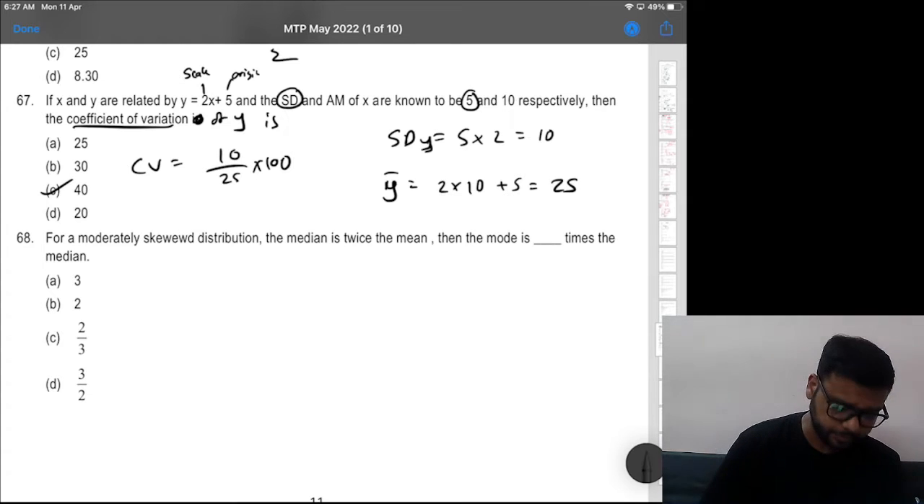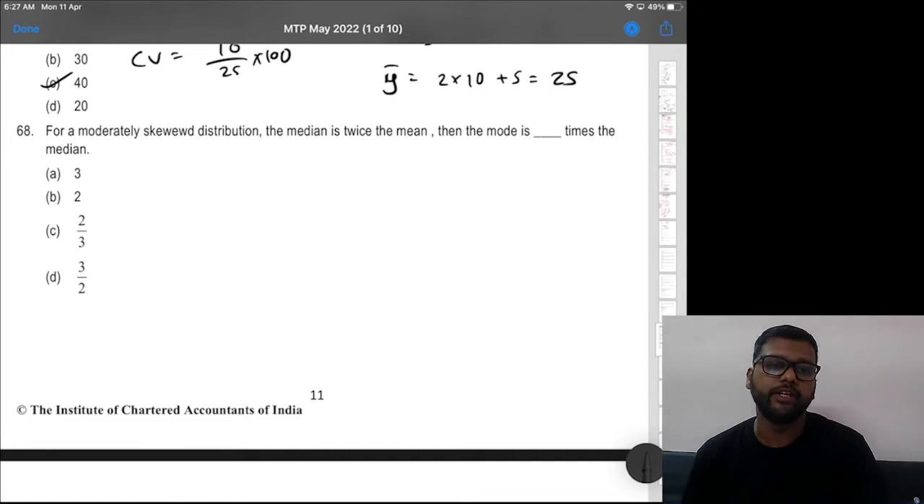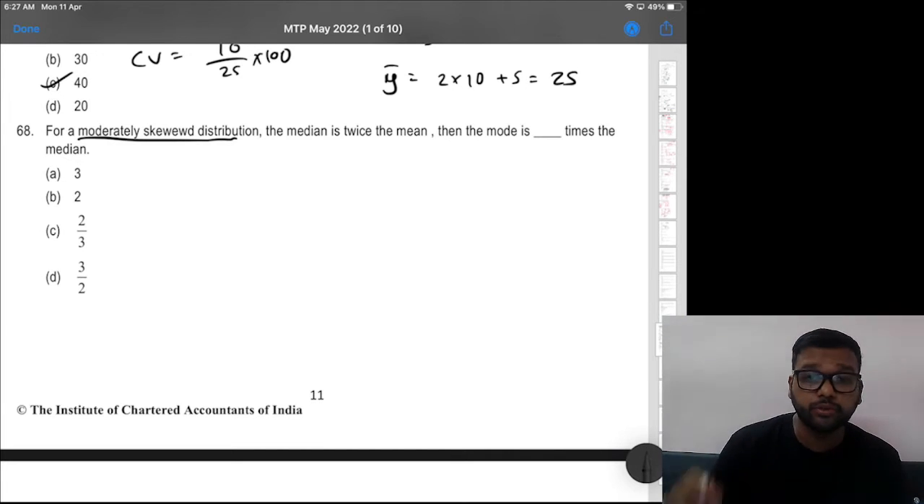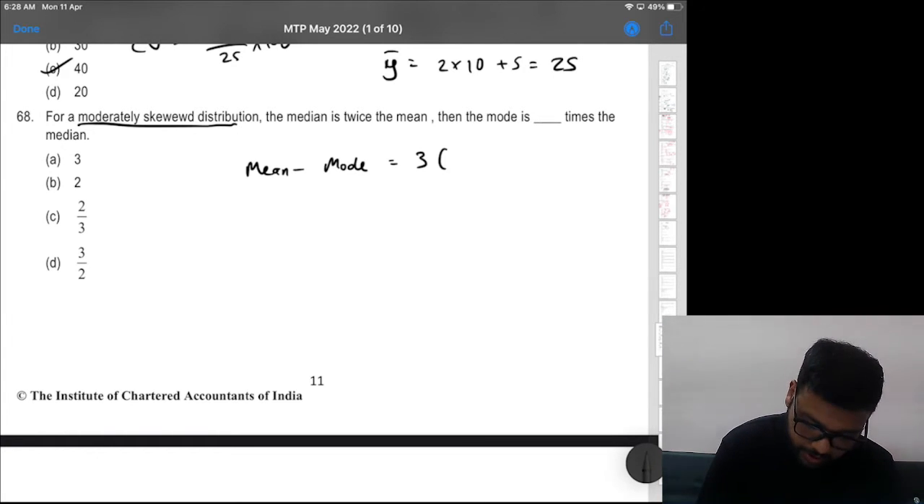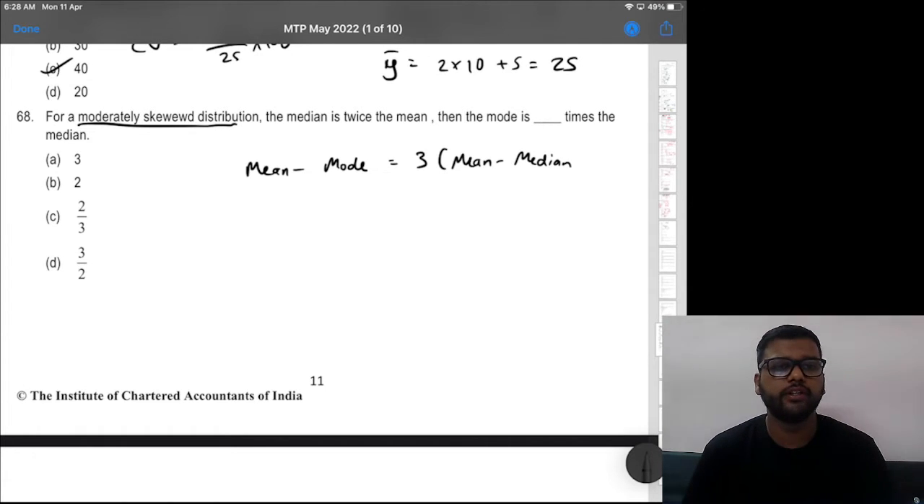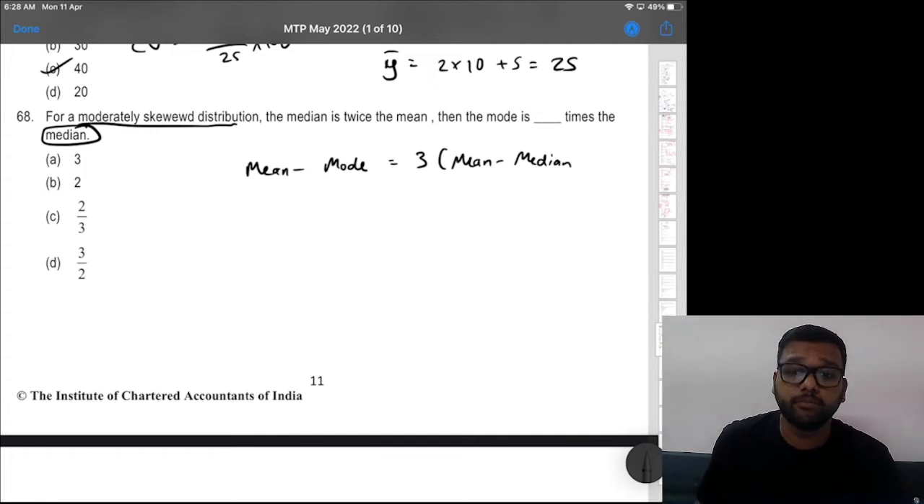Option C. 68. For a moderately skewed distribution, the median is twice the mean. Then mode is dash times the median. Understand? Moderately skewed. So we can use the empirical relationship between mean, median, mode, which is what? Mean minus mode is 3 times mean minus median. Okay. We know that median is twice the mean. Then mode is dash times the median. They are asking mode is dash times the median.